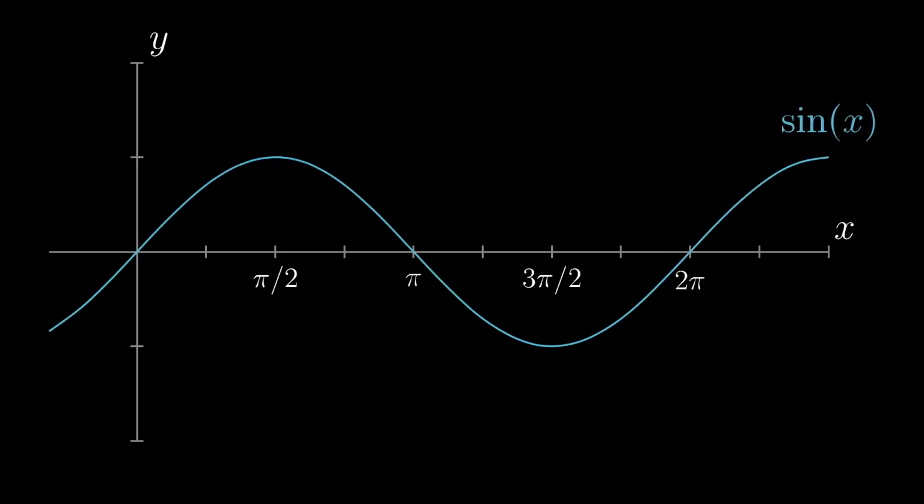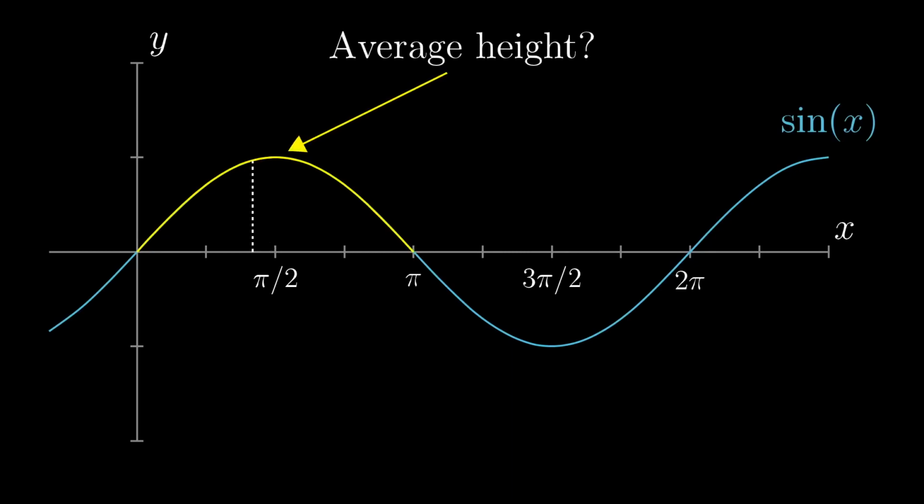To start, take a look at the graph of sine of x between 0 and pi, which is half of its period. What is the average height of this graph on that interval?